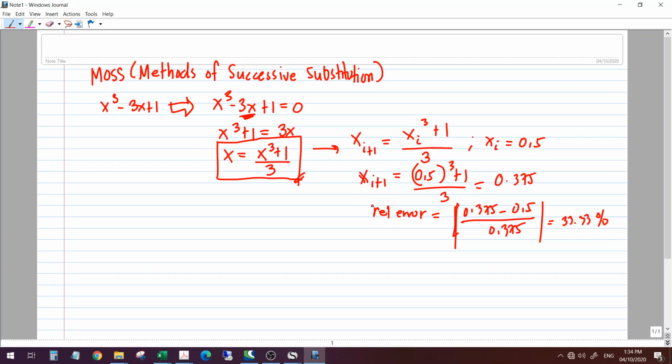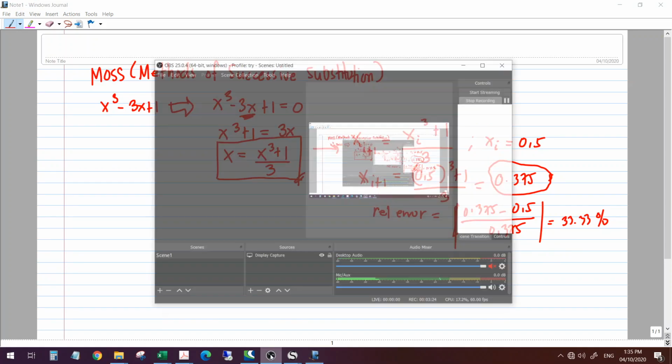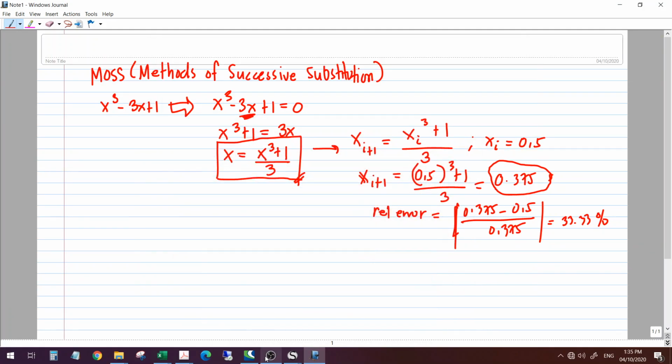Okay, so for the next iteration, our x sub i now is this one. Okay, and then find out the x sub i plus 1 after substituting in this equation until you get a relative error within a tolerable value, say less than 10% or 5%. Okay, so let's come up with a spreadsheet iteration for this. So where's the spreadsheet?